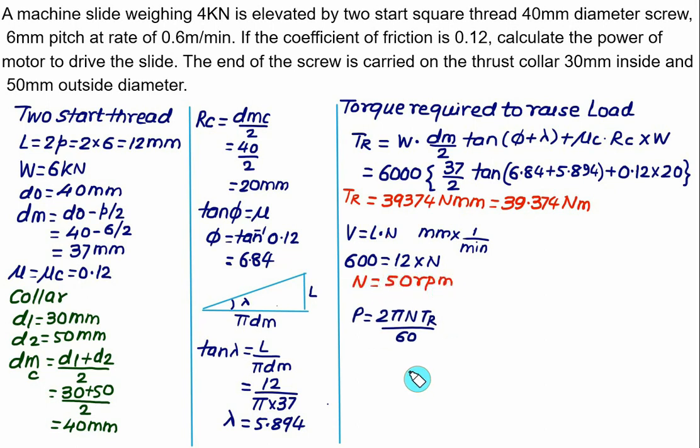Now we are able to calculate the power, which is given as 2 pi n into Tr by 60. So we have 2 pi, rotational speed equal to 50, and we have torque in Newton meter is 39.374, divided by 60, is 206.16. That will be watt.